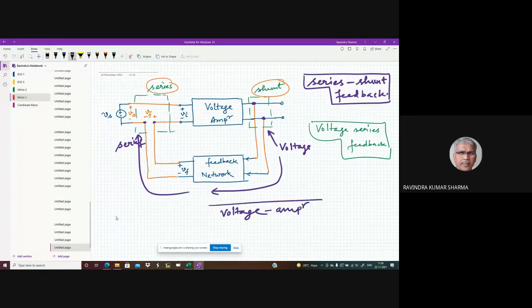This situation is for the voltage amplifier. In a voltage amplifier, we see input as voltage, output is also voltage, and therefore what process should we follow: the output voltage we will give to the input of a feedback network, and the feedback voltage from there we will mix into the input in series with the signal, and this is called the voltage feedback amplifier.